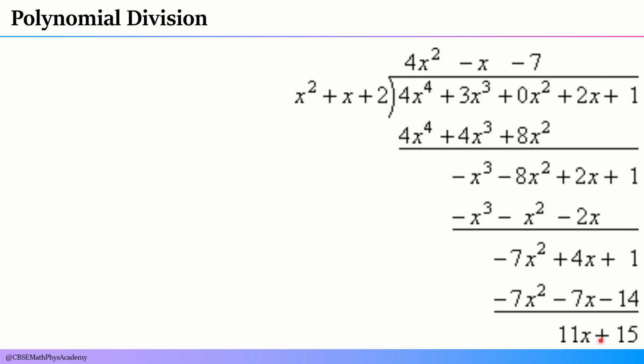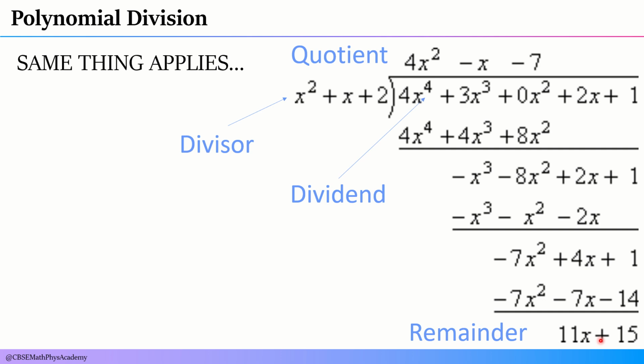In the same way, polynomial division also goes the same way. You find this was the divisor, the dividend is whatever is being divided, the remainder is here, and the quotient is whatever you get by dividing it. So the same thing applies here, nothing different.